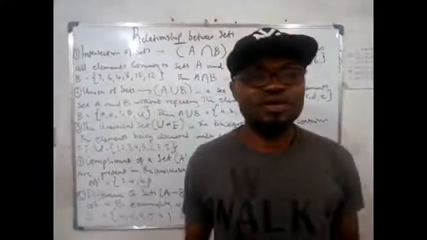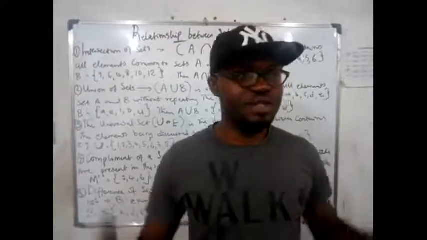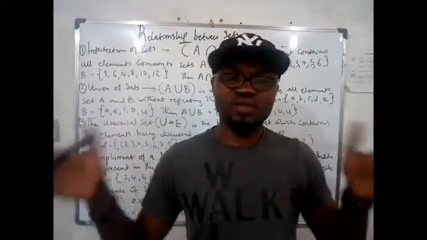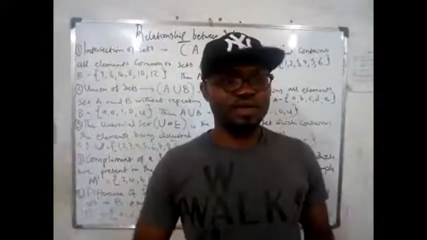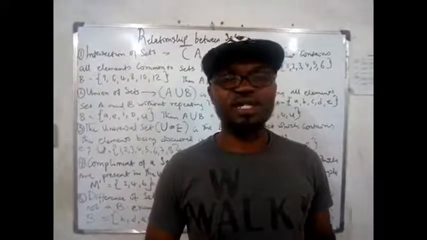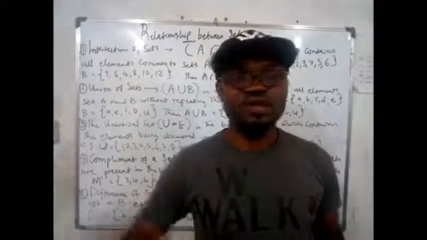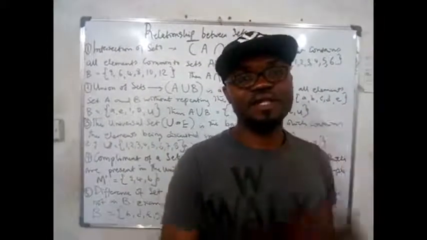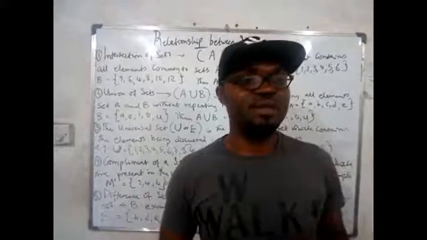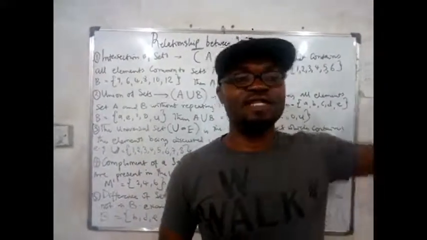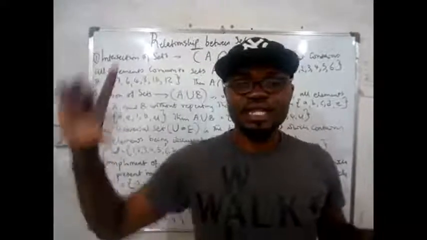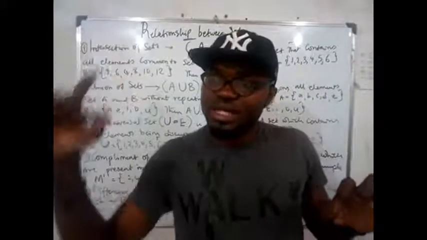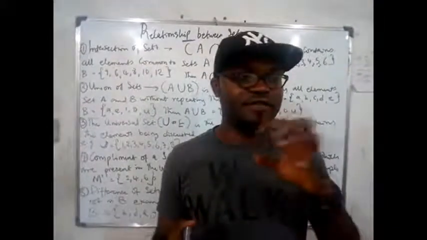Hello, welcome. Today we're going to be looking at the different relationships between sets. Different relationship between mostly two sets or any number of sets. Number one, we're going to be looking at intersection of sets. When you have set A containing elements like 1, 2, 3, 4, 5, 6, and you have set B containing elements like 3, 4, 5, 6, 7, the intersection of set A and set B is simply the elements that are common to both A and B, which is 3, 4, 5.